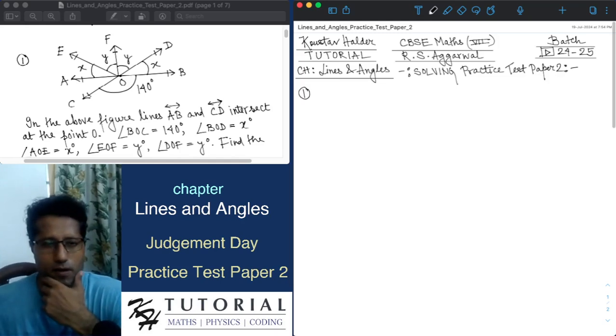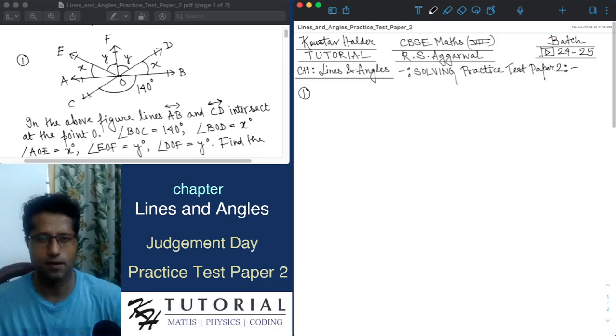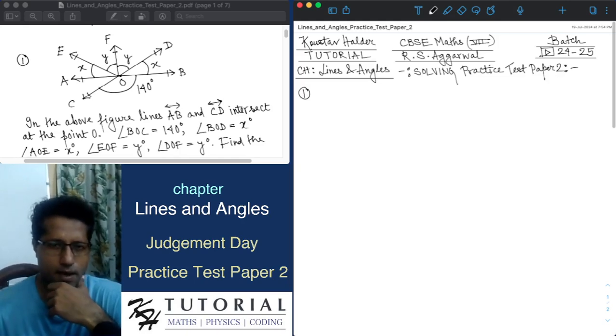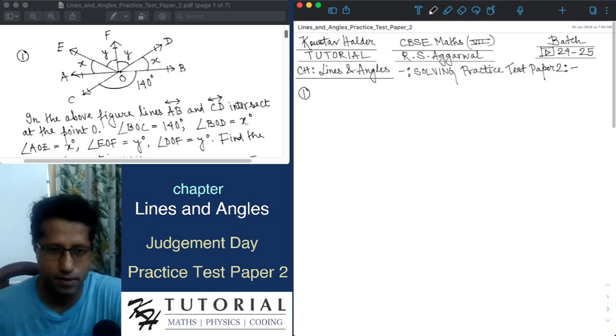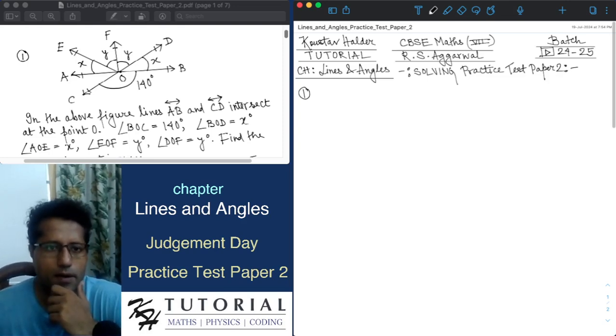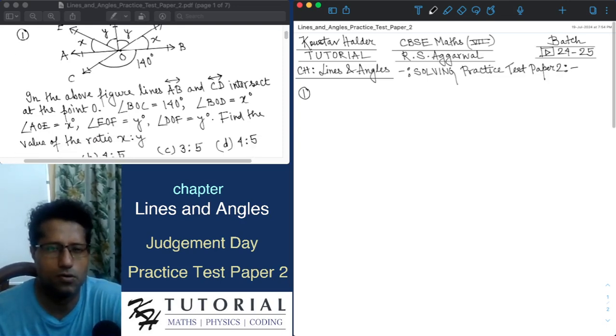In the above figure, lines AB and CD intersect at the point O. So AB and CD are straight lines. They intersect at the point O. Angle BOC is given to be 140 degree. Angle BOD is given to be x degree. Angle AOE is given to be equal to x degree, and angle EOF equals y degree, and also angle DOF equals y degree. Find the value of the ratio x is to y.